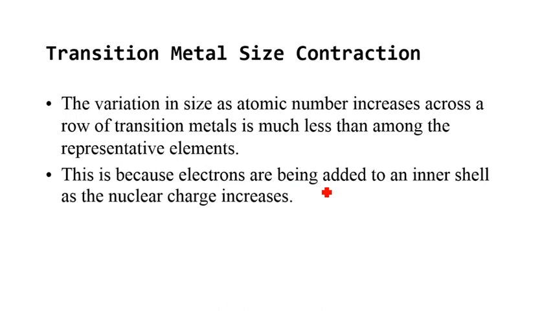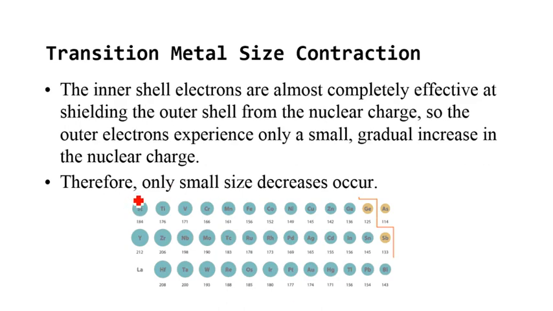This is because electrons are being added to an inner shell, the 3D subshell, in each energy level. And so here's a diagram going across the D block. This is ignoring calcium and potassium, ignoring the representative elements and focusing on the D block. You notice the radius change from scandium across to zinc is fairly small and very subtle. But it's still there. You can appreciate the fact that it's decreasing. Inner shell electrons are almost completely effective at shielding the outer shell from the nuclear charge, so the outer electrons experience only a small and gradual increase in nuclear charge.